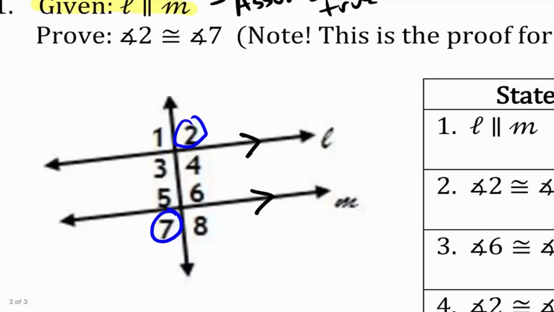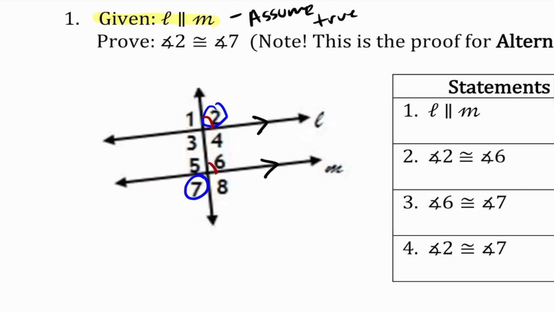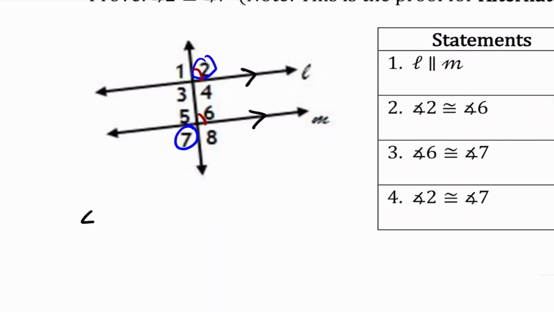Now, if I look closely, I see angle 2 and angle 6. These two angles are corresponding to each other. So therefore, they are congruent. I'm going to mark my picture. I'm going to draw one arc here and one arc there. So I'm going to make a note: angle 2 is congruent to angle 6 by corresponding angles.